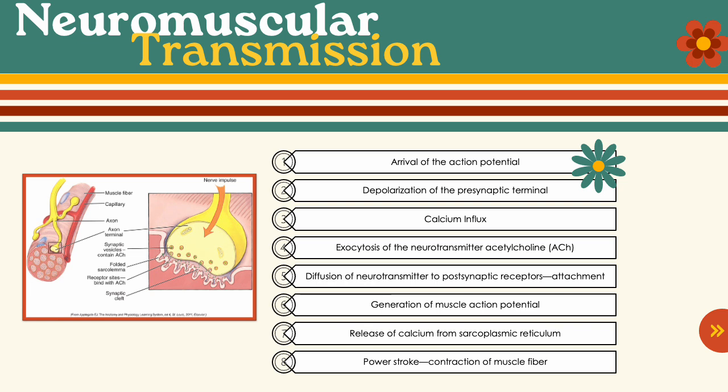After that, you have the generation of the muscle action potential, and that release of calcium helps with that. And ultimately, you have the power stroke, which helps you have that contraction. So, again, the biggest issue with this neuromuscular transmission is in absence of calcium or in excess of calcium. Either you're going to have more of a muscle contraction in your muscles, or you're going to have muscle spasms, or not as much of a contraction. You may have muscle weakness as a result.